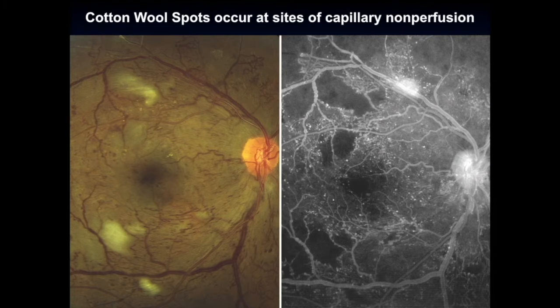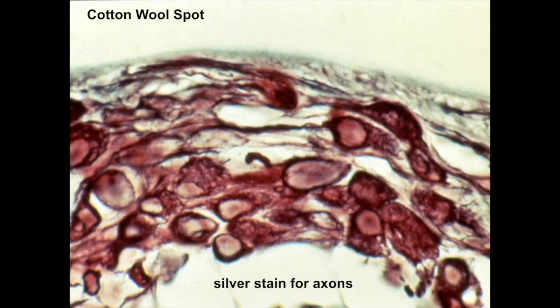Here's a nice pair of photographs of a patient with diabetic retinopathy and multiple cotton wool spots. We can see that the cotton wool spots correspond to areas of capillary non-perfusion disclosed by the fluorescein angiogram. So they're a marker for retinal ischemia. This is an old case from Dr. Reimer Walter's practice. It's a silver stain showing the dilatation of the axons in a cotton wool spot.